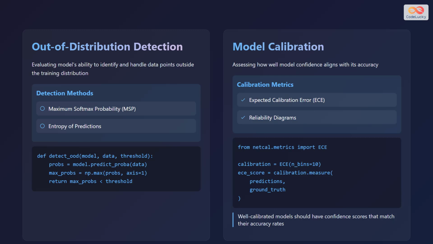Here's an example of how to use it. From netcal.metrics, import ECE. Calculate the calibration score using the ECE function's measure with the predictions and ground truth as arguments. Well-calibrated models should have confidence scores that match their accuracy rates.